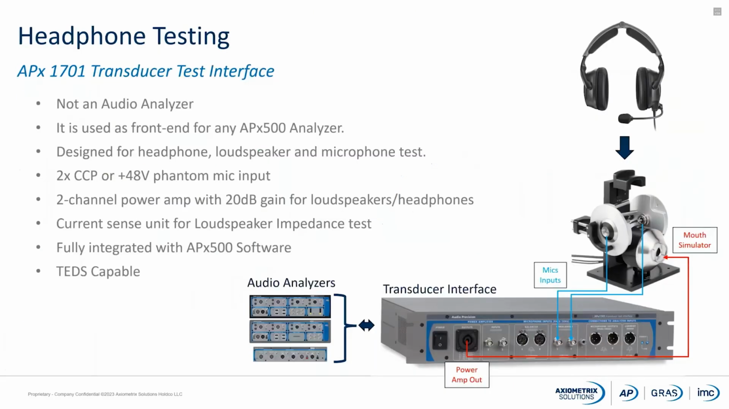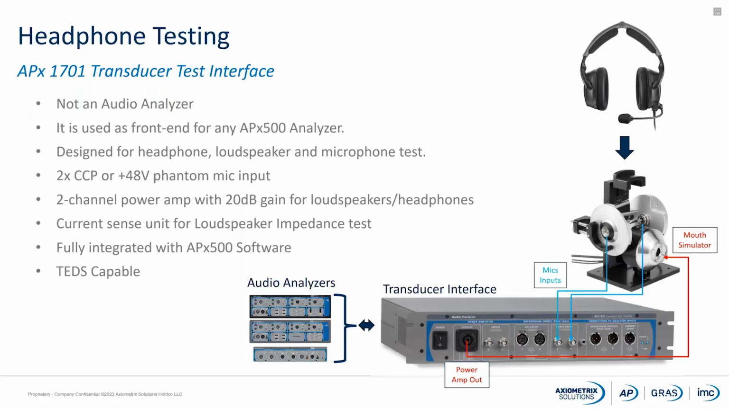So before releasing the APX 517, the analyzer that I'm going to be using today, the typical setup that we were recommending or using for performing electroacoustic measurements with our analyzers was by using a device called the APX 1701 transducer test interface. It's a device you see down here. This device is not an audio analyzer, but it's meant to be used together with an audio analyzer, like in the setup you see down here.